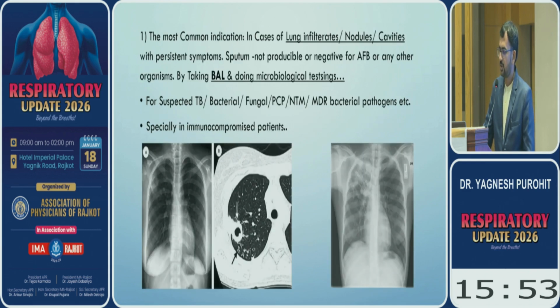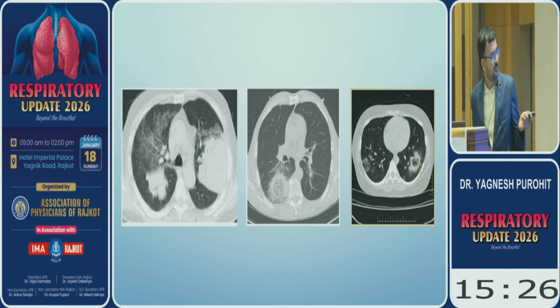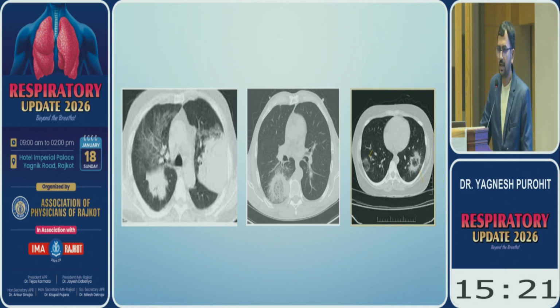The most common indication in cases of bilateral lung infiltrates or cavities or nodules, when we are not having any microbiological diagnosis and patient is not improving with our current treatment, then we can do the bronchoalveolar lavage and can sample and can have a microbiological diagnosis, especially in case of Cox or any MDR bacterial pathogens or PCP or atypical mycobacteria. If we are having such kind of radiological findings, then in these cases it is better to have a microbiological diagnosis upfront, because sometimes this patient does not give us time.